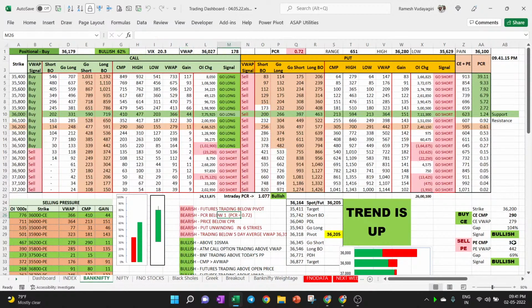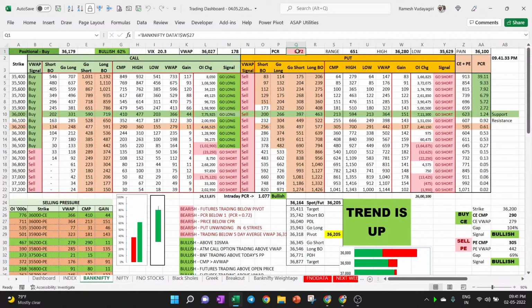So these are things you can see here, and also you can see the at the money call option, whether it's trading above the VWAP or not. So the trend also you can see: buy the call option, sell the put option. We are getting the levels for at the money call options and put options also. So everything we are getting here, and you're also getting the option pane here. And then we can get the PCR also.